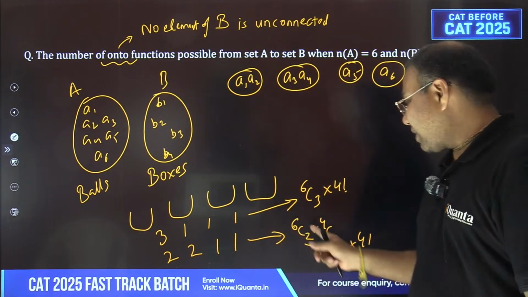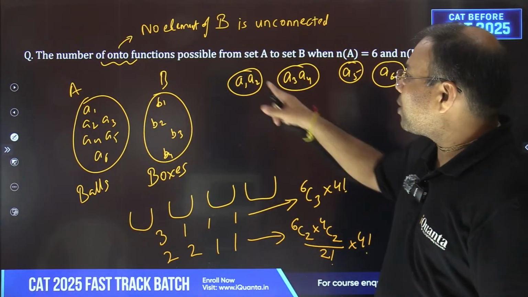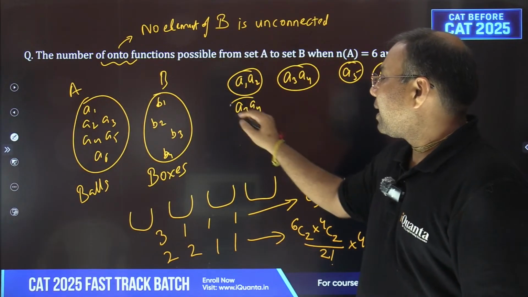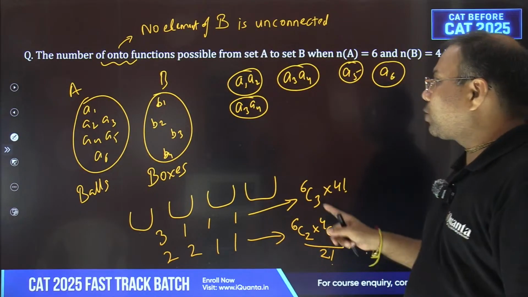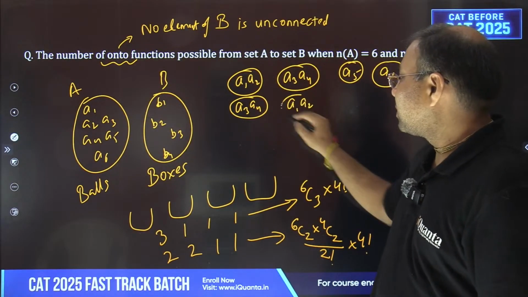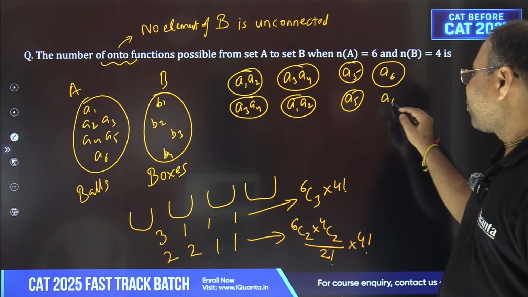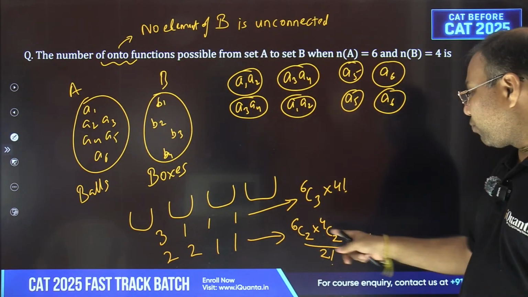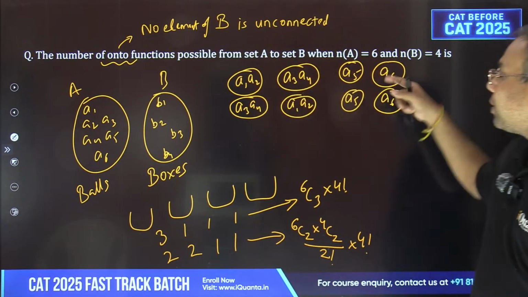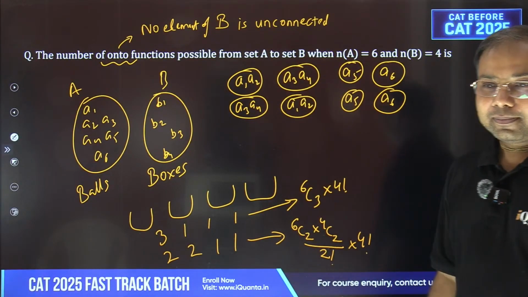Fine. Okay, in the same 6C2 into 4C2, there could be another case. In 6C2, instead of A1 A2, maybe A3 A4 got selected. Fine. And in 4C2, out of the remaining balls, maybe A1 A2 got selected. And the remaining 2 balls, A5 A6, are acting as the separate group. Fine. And now we need to arrange them in 4 factorial ways among the 4 boxes, right? Now if you see carefully, aren't these 2 cases the same? Right? We are having the same groups. I hope that clarifies.